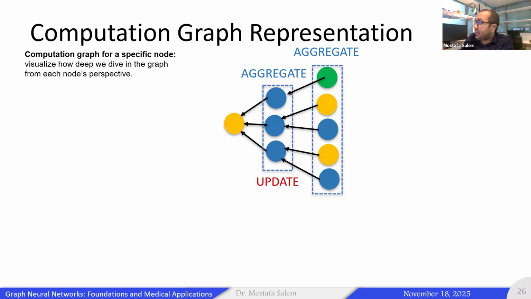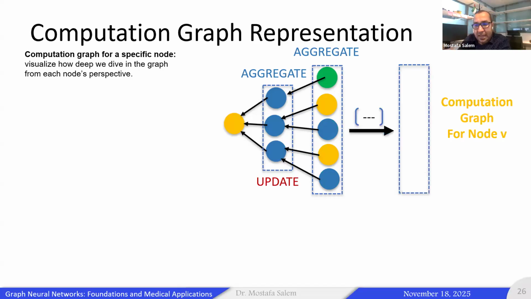In the second message passing layer, the Euro node will collect the neighbors of neighbors. So the Euro node will collect information from the green and the other yellow and blue nodes, and do aggregate and update, and so on and so forth. This is called the computation graph, and it visualizes, in each message passing layer, who the neighbors are, and what each node will collect from its neighbors and its neighbors of neighbors, and so on.